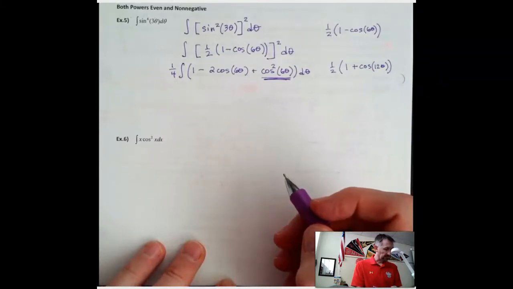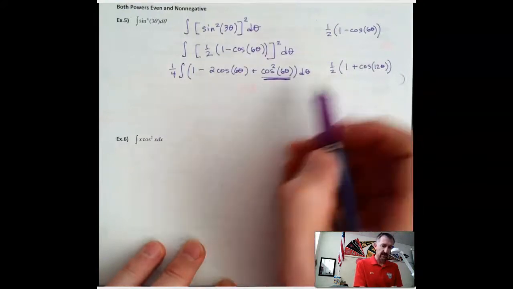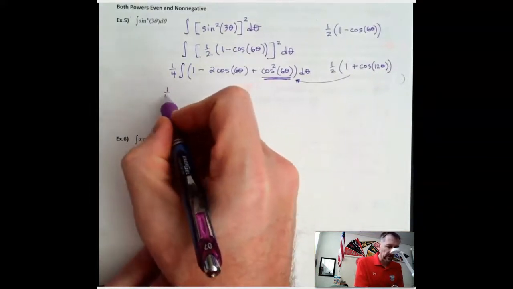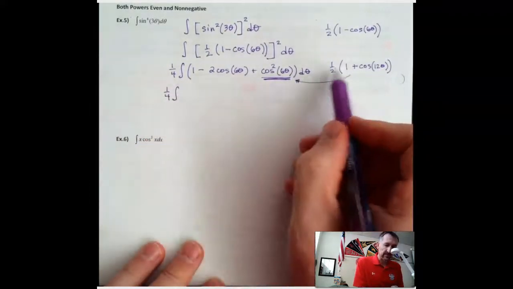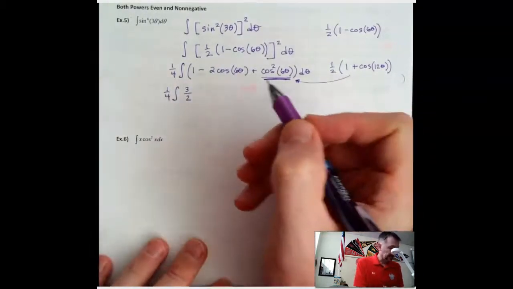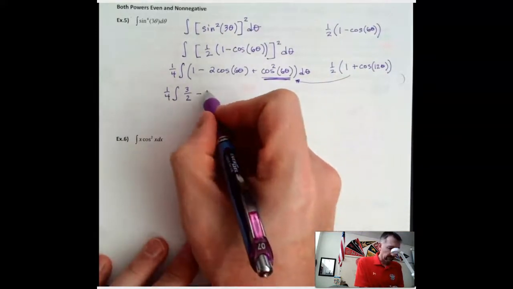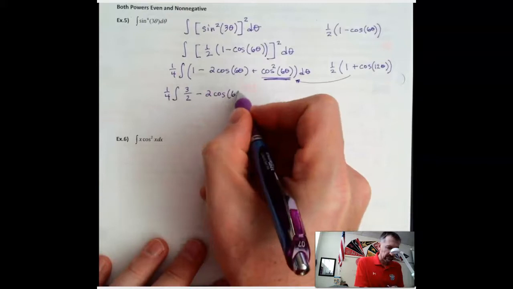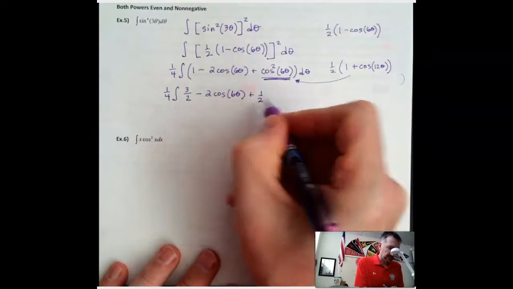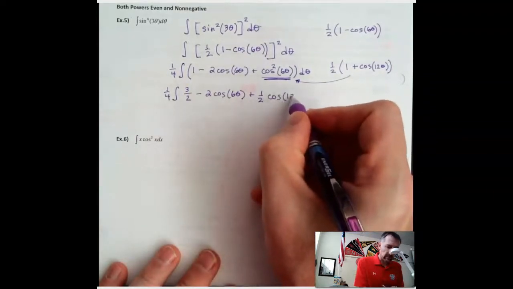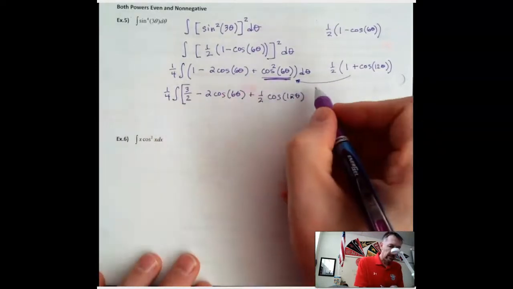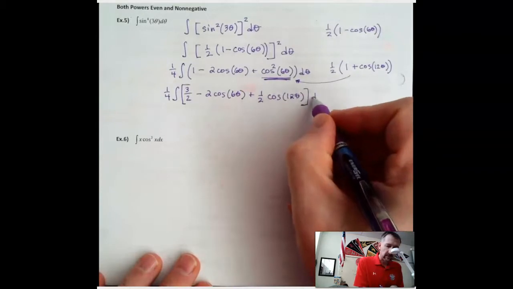So what is that going to do for us? When we substitute that in place here, trying to save ourselves a little bit of writing, that's going to give us another 1/2. So 1/2 and 1 is 3/2, and then minus 2 cosine 6 theta, and then here we're going to have 1/2 cosine 12 theta. And all that's going to be d theta.